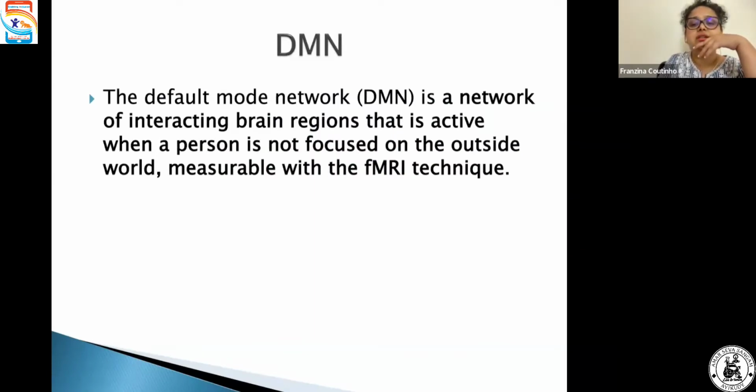Okay. So another important concept that I want you to be aware of is the DMN, default mode network. In autism, this is a very important component, where the DMN is a network that allows a person to continue working when he's not focused on the outside world. So can you give me an example in the chat? What do you think that might be? When do you think that might happen?